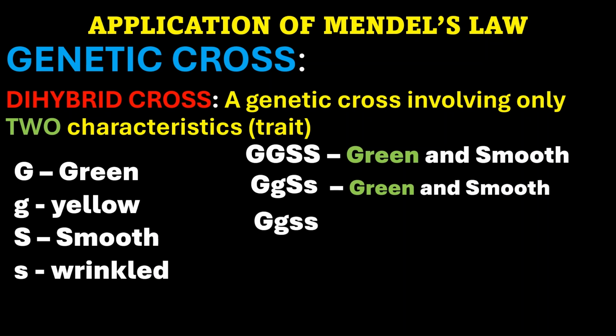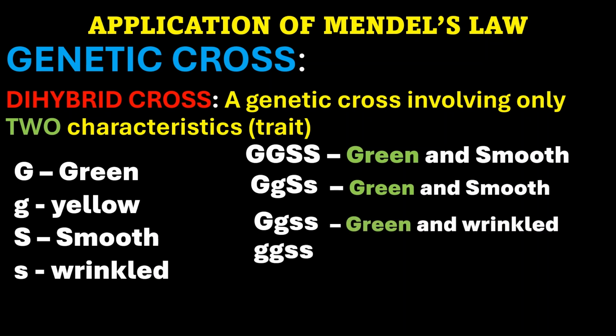And if you do the same, guess what the phenotype will be? You're going to have green. And you can see we have two small letter s, meaning it's going to give us wrinkled. And then the next one, we have two small letter g, and you know small letter represents recessive, which is for yellow, and two small letter s, which is for wrinkled. So the color will be yellow and wrinkled.